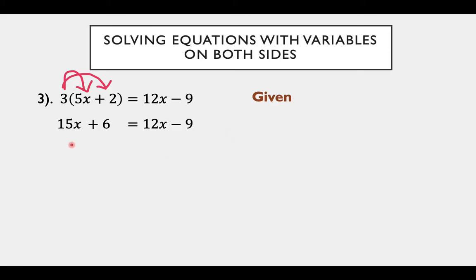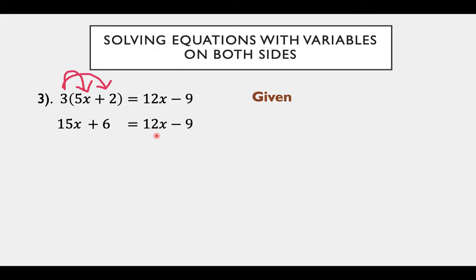Okay, now we have an expression that's simplified. Meaning, if you look on the left side, I cannot add 15x and 6 because they're not like terms. And on the right side, I cannot subtract 12x and 9 because they're not like terms. So what you want to do is get variables on one side of the equation and your constants on the other side.